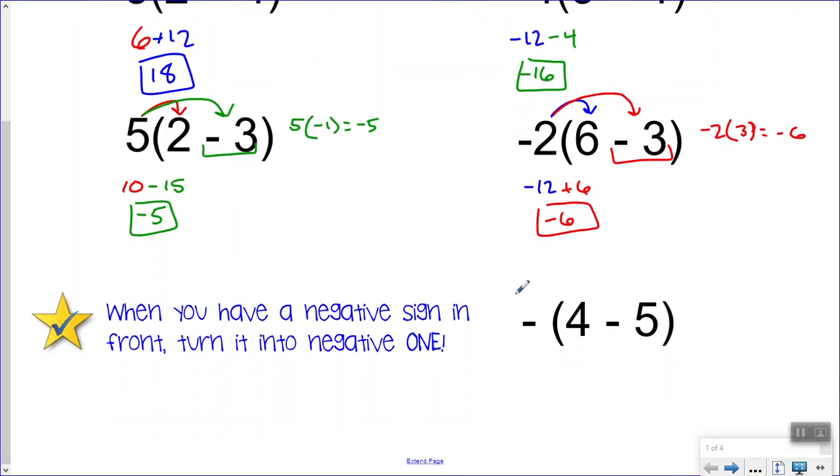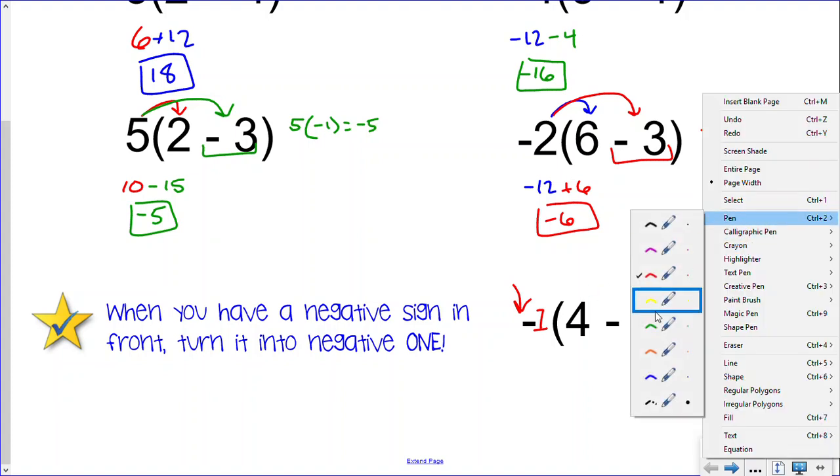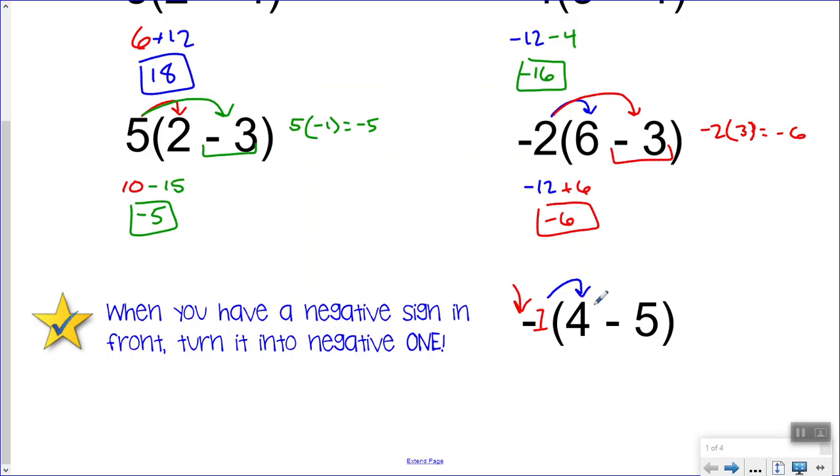Another reminder is when we just see a negative sign by itself out in front, remember that we have a hidden 1 here, so we'd actually be multiplying by negative 1. So the first multiplication problem would be negative 1 times 4, which is negative 4, and then we have negative 1 times negative 5, which is positive 5, and negative 4 plus 5 is positive 1. We could check with the order of operations. We have negative 1 times 4 minus 5 is negative 1, and negative 1 times negative 1 is 1.